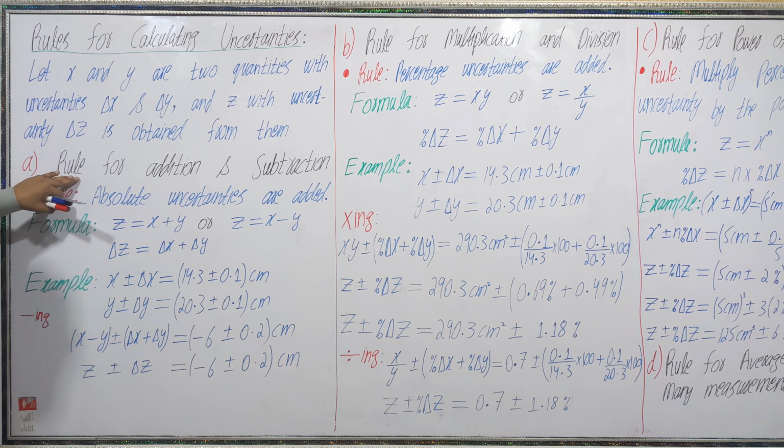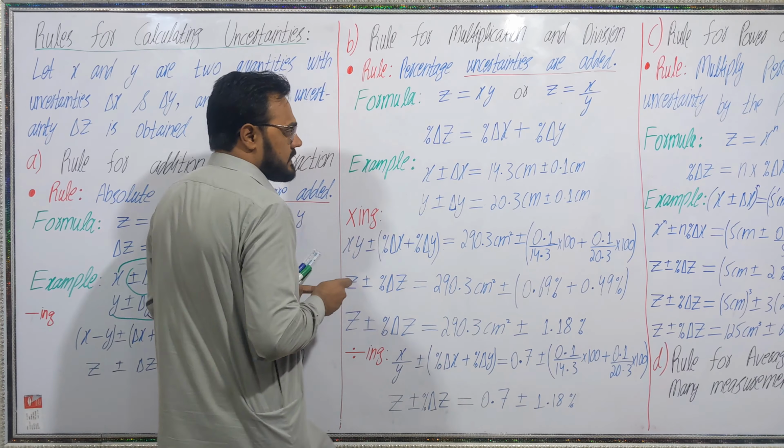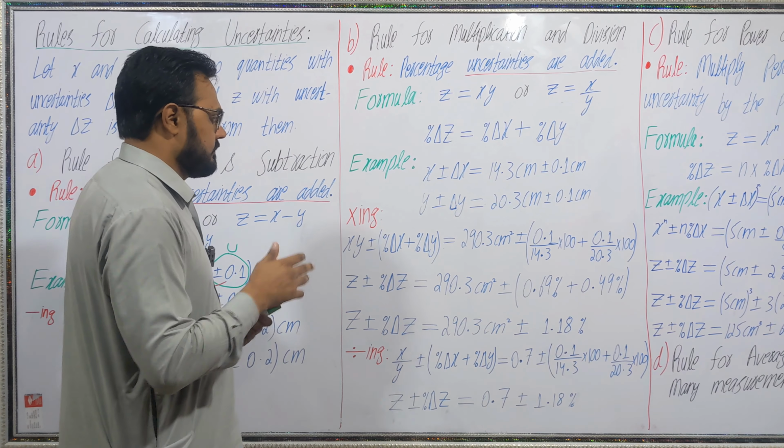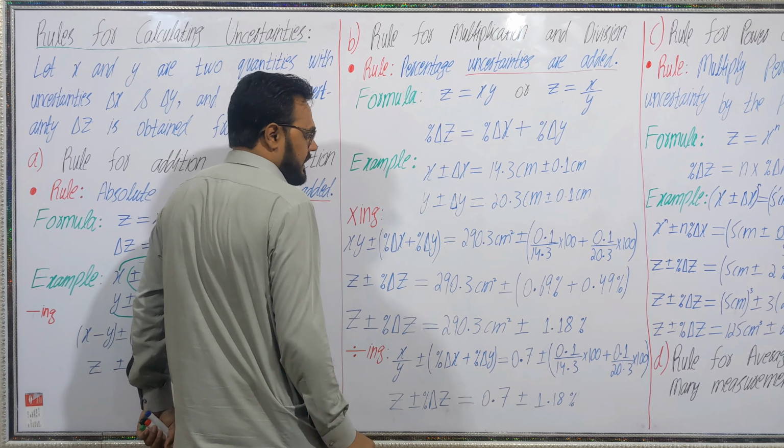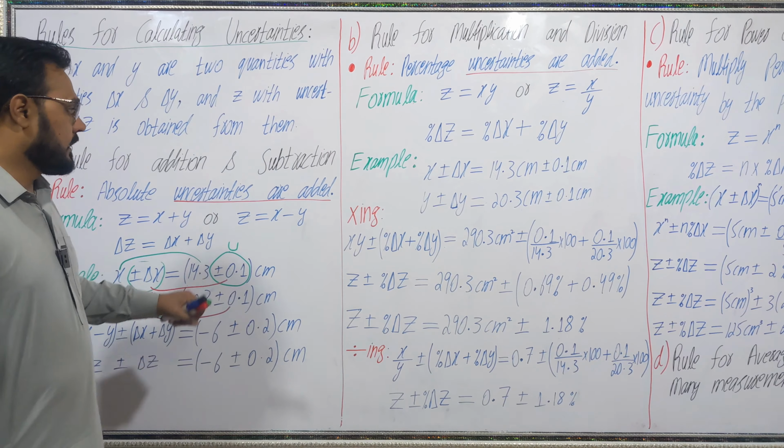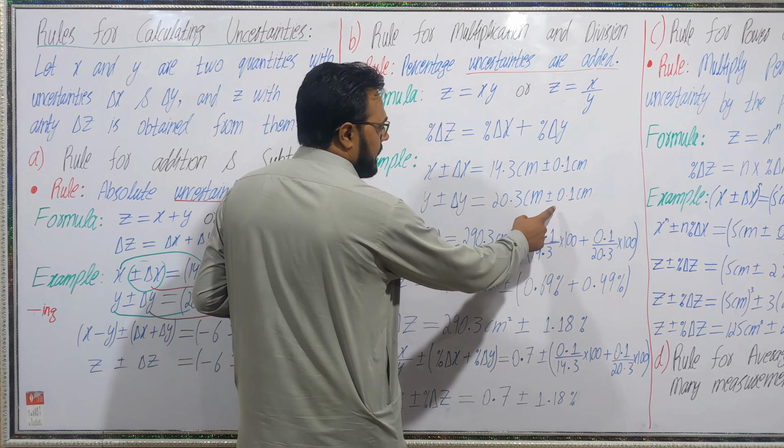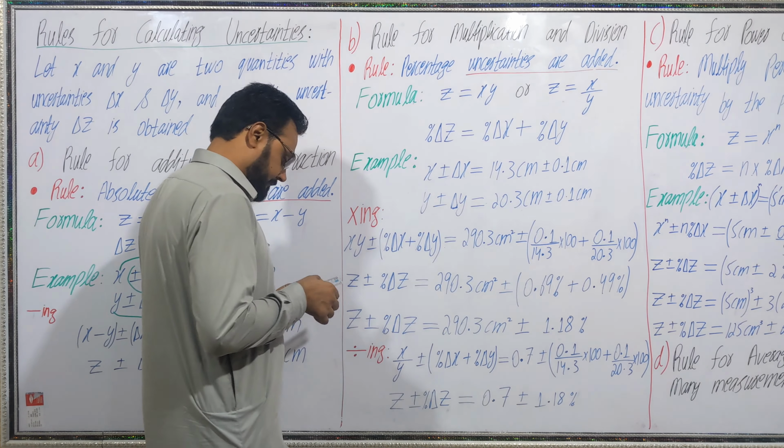Now second, rule for multiplication and division. Again I will start from this example, same values. The length of the marker is 14.3 with an uncertainty of 0.1 centimeter, and the second length is again 20.3 with uncertainty 0.1.